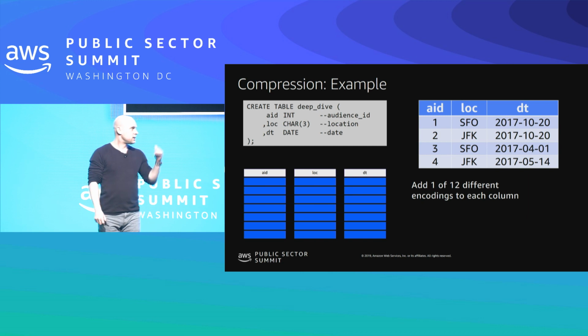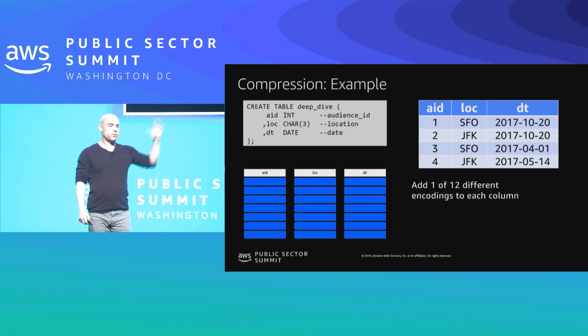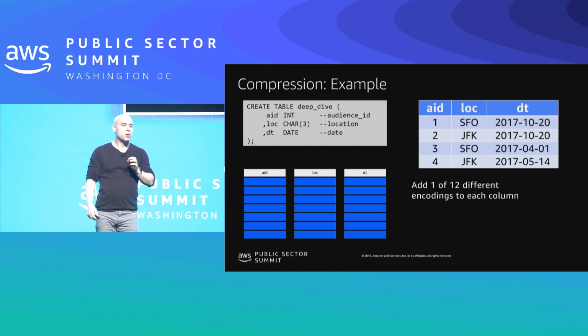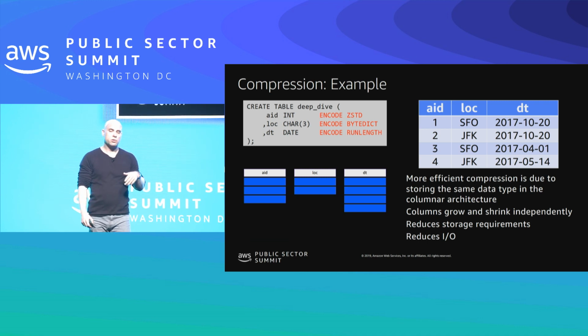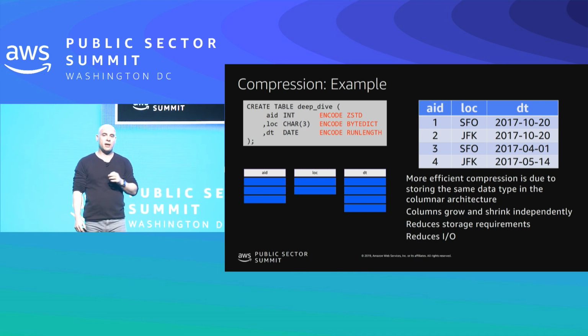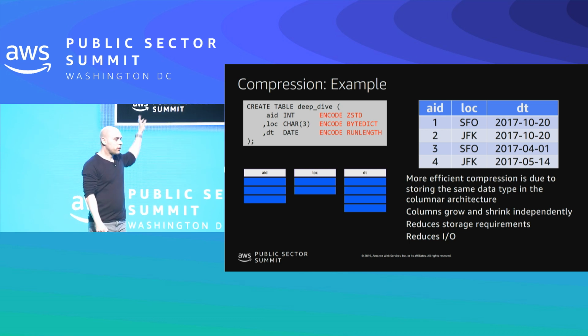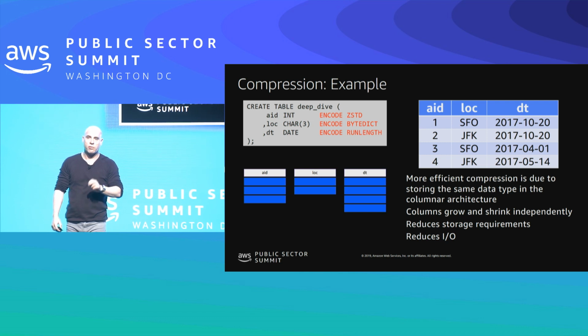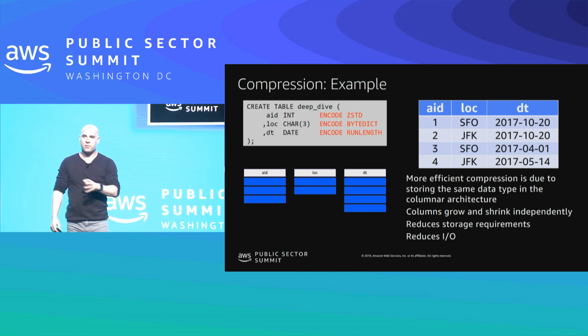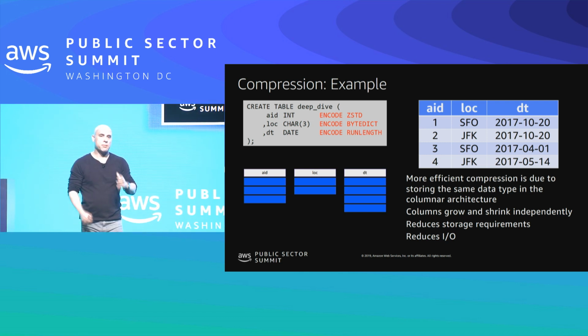So just as an example of how compression works in Redshift, we have our deep dive table up there. You can manually apply compression settings there with the encode statement, which you can see that I've written up there. The other important thing is that the encoding is column by column in Redshift. So different columns can have different compression types. And that means each column can grow and shrink independently.